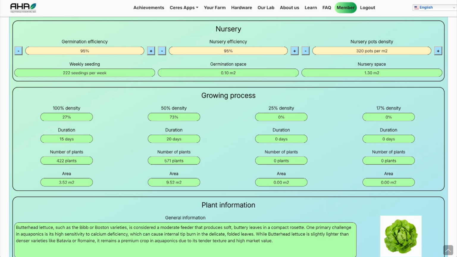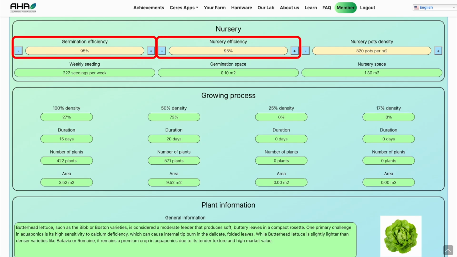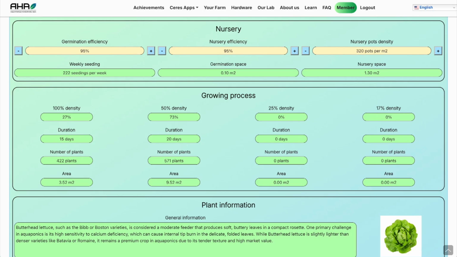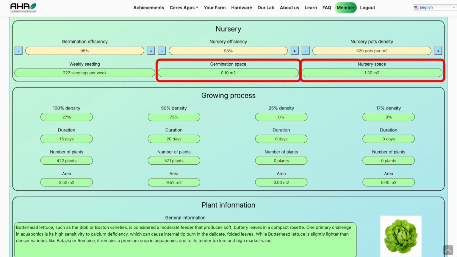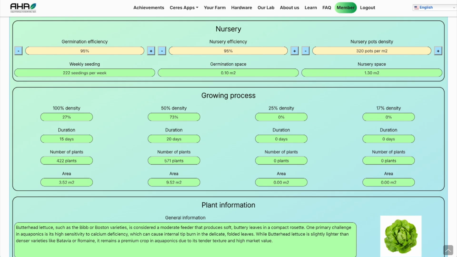These processes have a specific performance, and we will need to generate a slightly larger amount because some losses occur during growth. AHAS germination efficiency reaches 97%. This is highly dependent on the quality of the seeds used. We will probably also lose 5% of the seedlings during the nursery process. Ceres provides us with the weekly seeding requirement, the germination and nursery space required, and will later provide the total space required once we have entered all our crops.